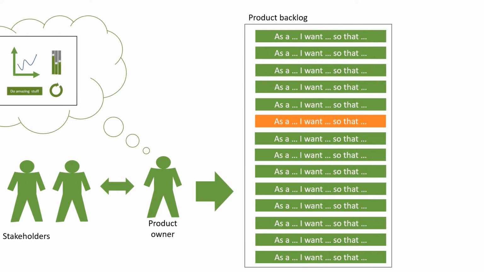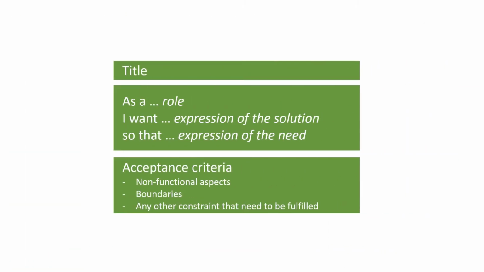A PBI is often expressed as a little story, so much that we use both words seamlessly. It is a good idea in a story to express both the need and the solution, as well as who it is intended to. The acceptance criteria are used to clarify the scope or to specify additional constraints, like non-functional requirements.